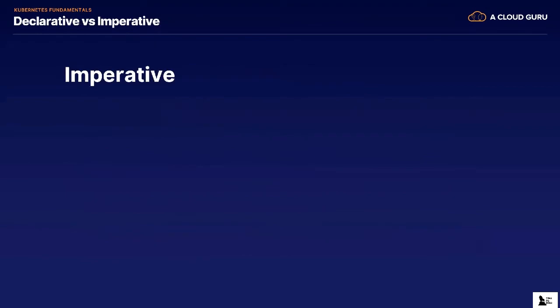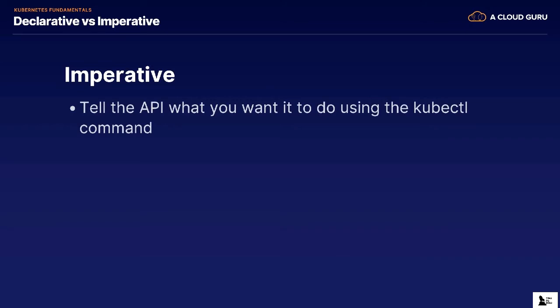When it comes to Kubernetes, you really have two different options for running your applications. However, because of Kubernetes design, it's really going to push you into the declarative model. But first, let's talk about the imperative model. So in the imperative model, you tell the API what you want it to do using the kubectl command. For example, kubectl, run this pod. It's going to create a new pod called Nginx, and it's going to use the image Nginx. Kubernetes doesn't have to think about that. You said specifically, run this pod, and it will.